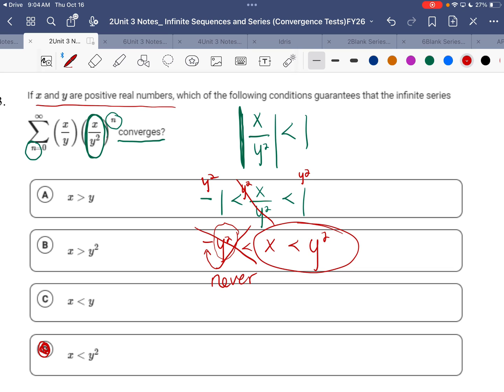Andrea? Why is it negative 1 less than? I thought the r needed to be between 0. The absolute value of r has to be between 0 and 1. So if it was negative 1/2, the absolute value of that still would have been less than 1.